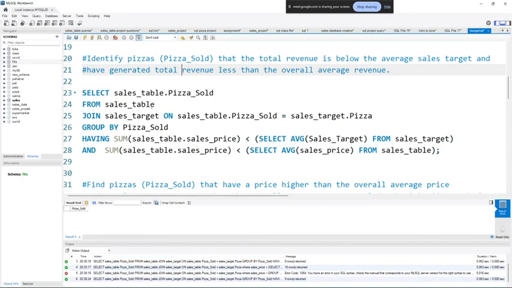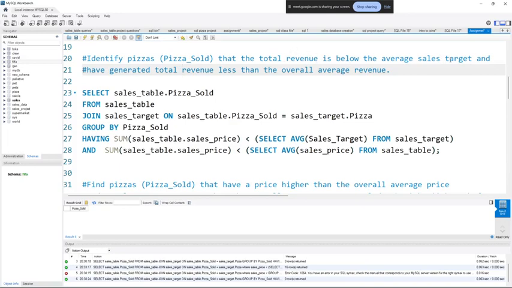Yes. So from the sales table, I will take the pizza sold. From the sales table, obviously you complete your select statement. So just for clarity's sake, let's join. Join sales target on sales table dot pizza equals sales target dot pizza. Group by this. Now let's come to the first condition.